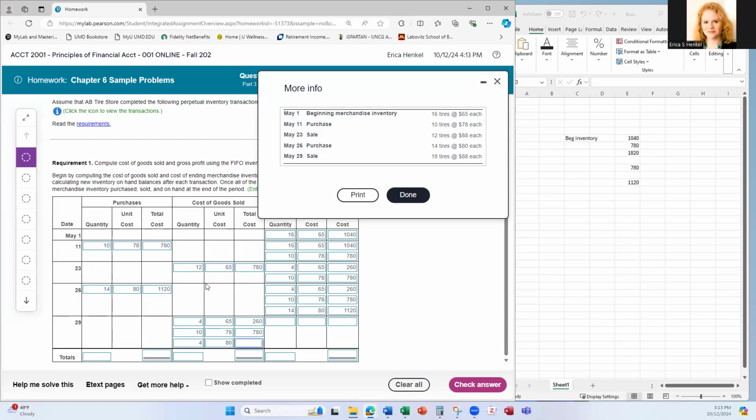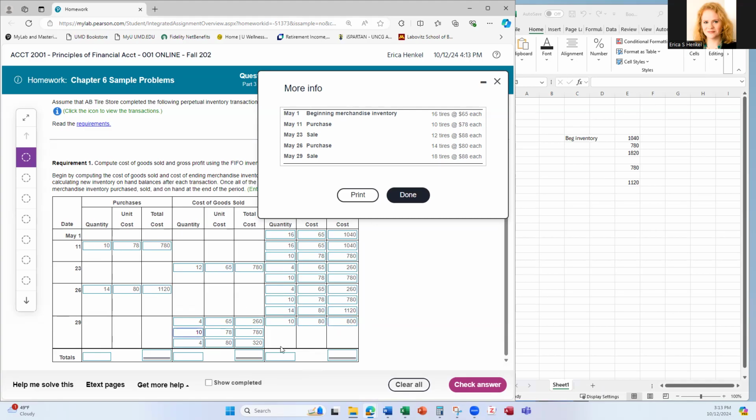So 4 times 80 is 320. And then that means that we have, since we started with 14 of those and we're saying that 4 of those were just sold, that leaves us with 10 left from that bottom layer, right? So 14 minus the 4 that were sold leaves us 10 remaining. So 10 times 80 is 800, okay?